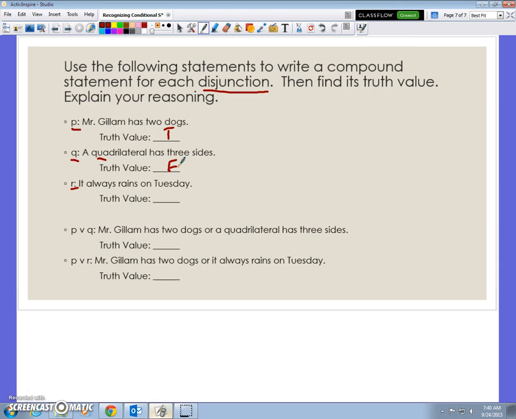Statement R, it always rains on Tuesday. Is that true? Now I had to use a specific word here, always rains on Tuesday. I'm going to say that's not true. That must be false. I know there are Tuesdays that it does not rain. So I get a true, a false, and a false.